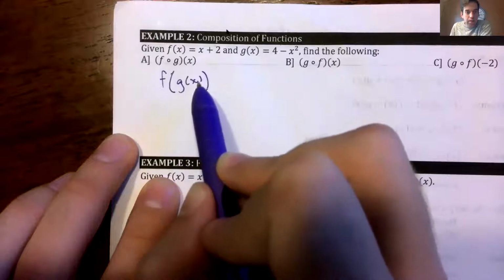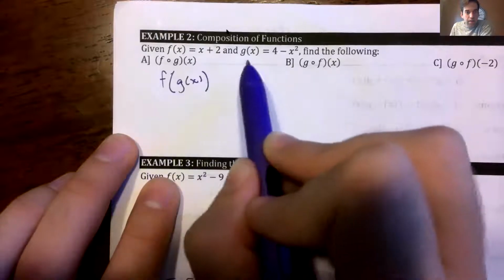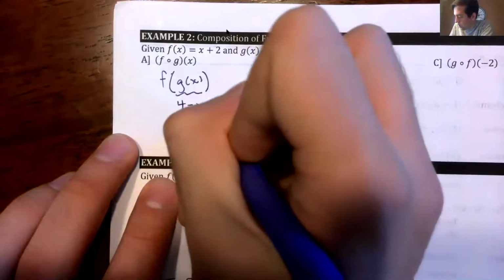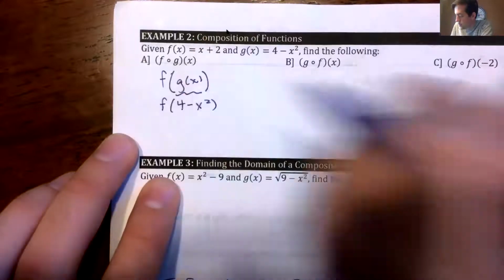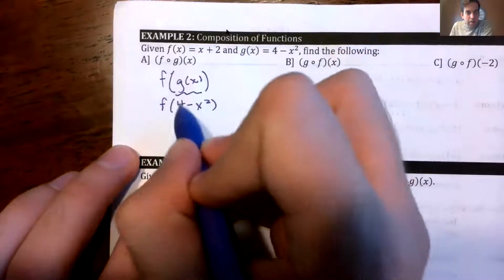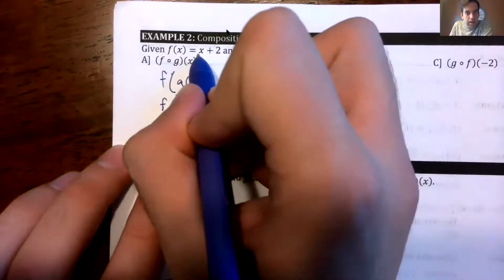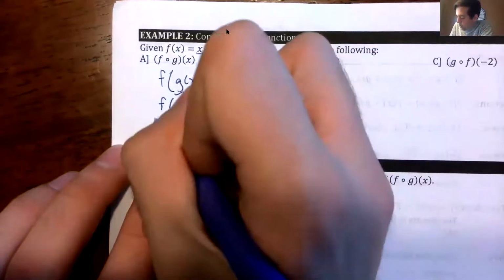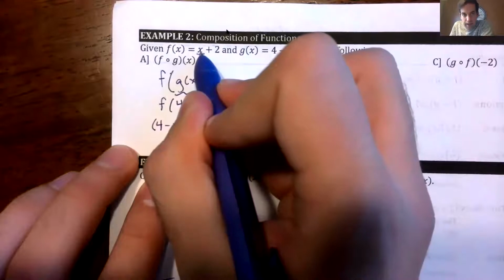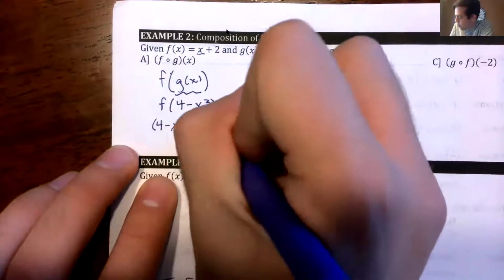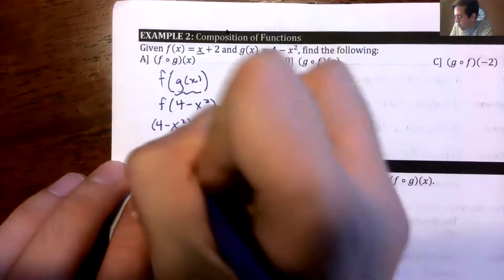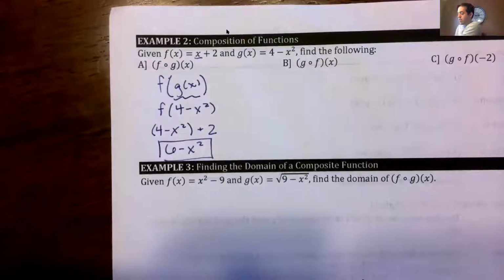And we always want to start on the inside and work our way out. So if we have g of x on the inside, I'm going to plug that in. So instead of g of x, I write 4 minus x squared. And now we want to do f of x, but plug 4 minus x squared in for x. So we're going to end up with 4 minus x squared replacing the x plus 2. So our final answer is going to be 4 plus 2, which is 6 minus x squared. All right.